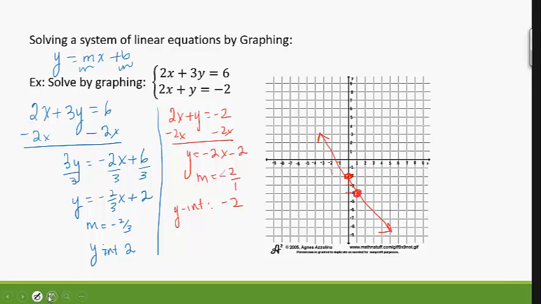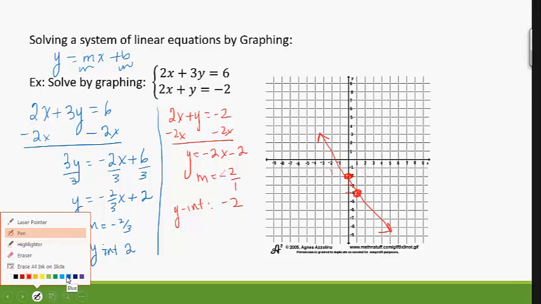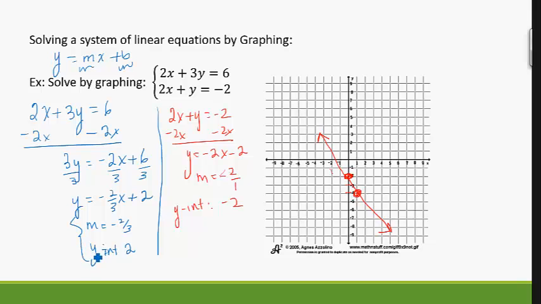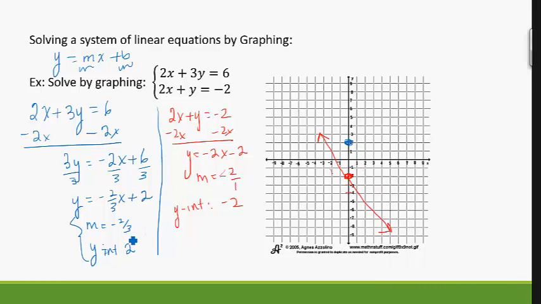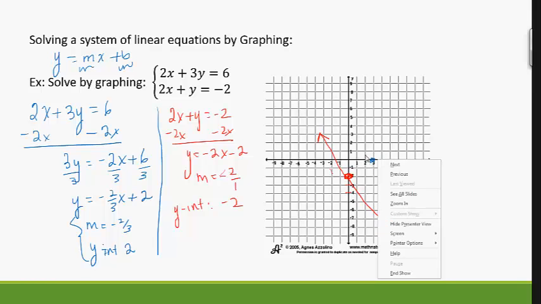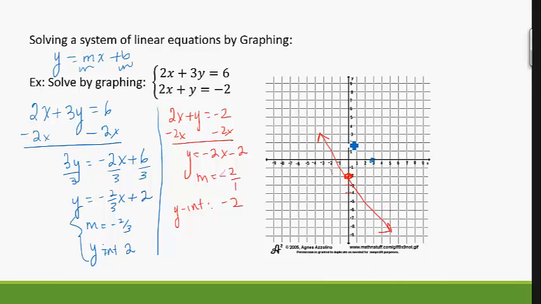Now, if I want to come back in here, and I'm going to graph this equation, the y-intercept in this problem was 2. And so here's my y-intercept, which is 2. And my slope is down 2, right 3. So I can go down 2, right 3. And when I do that, I have a point here. So I can draw this. It's going to go through like this.